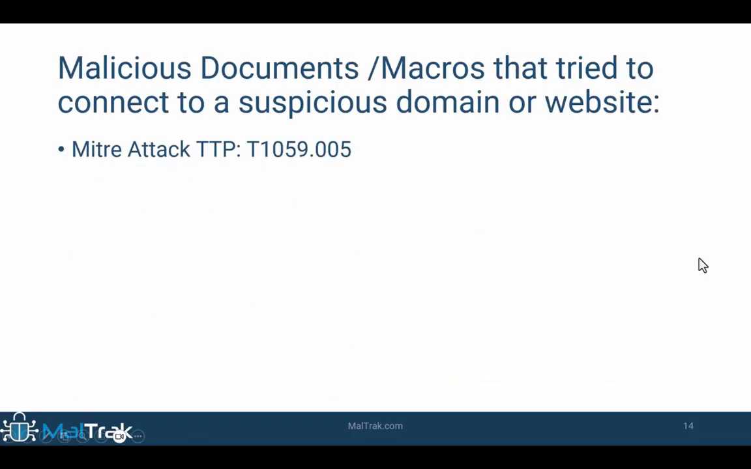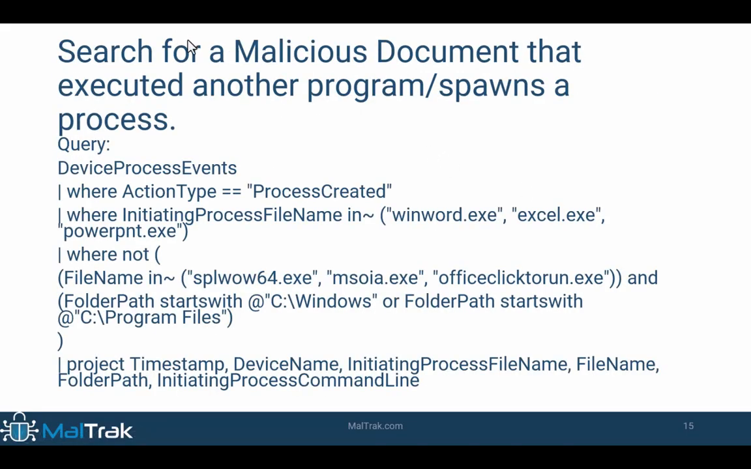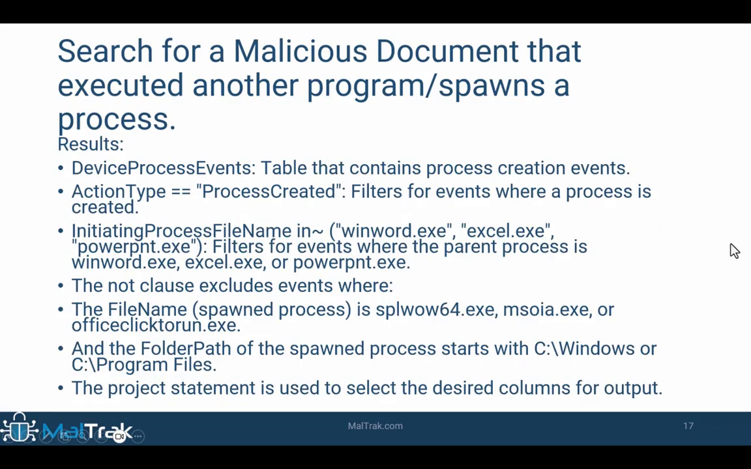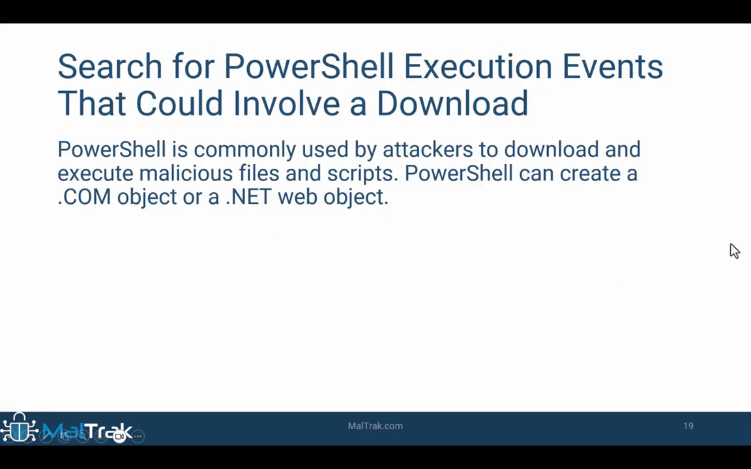Okay, there's the MITRE ATT&CK TTP, T1059.005. So you can, as we've done before, search for a malicious document that executed another program or spawns a process. So we've been through this before. There's the MITRE ATT&CK TTP.